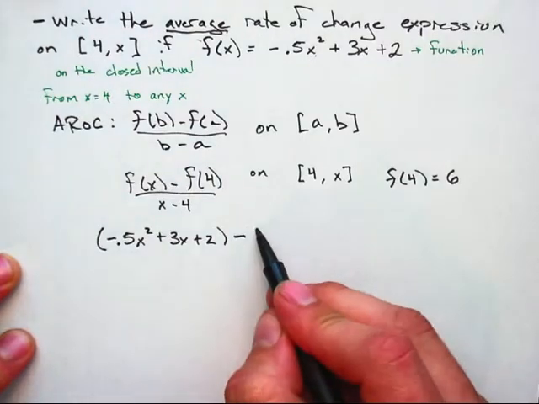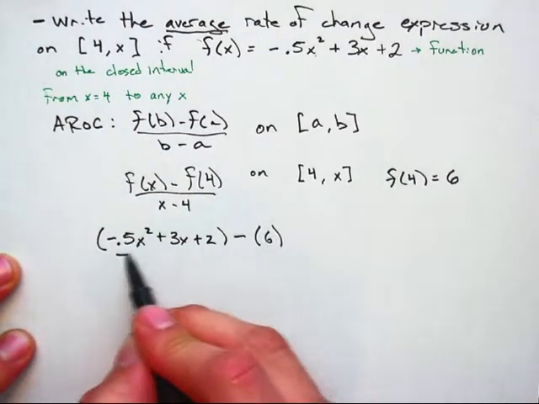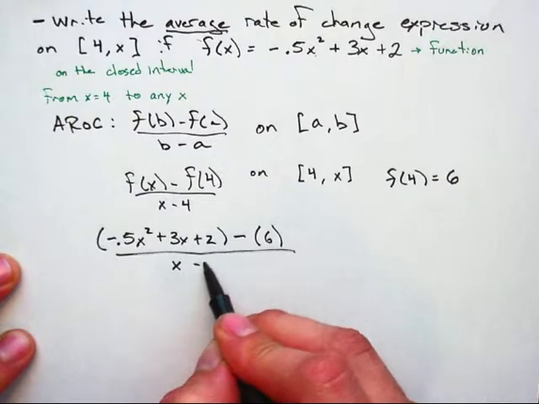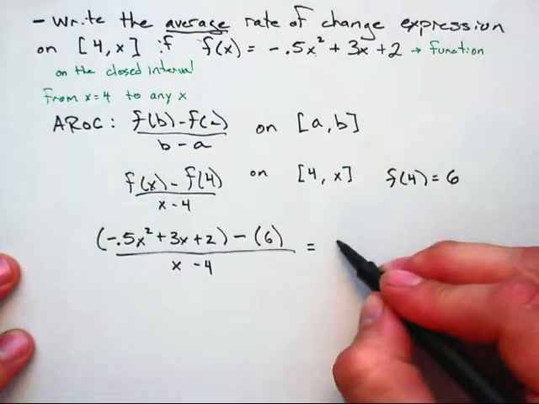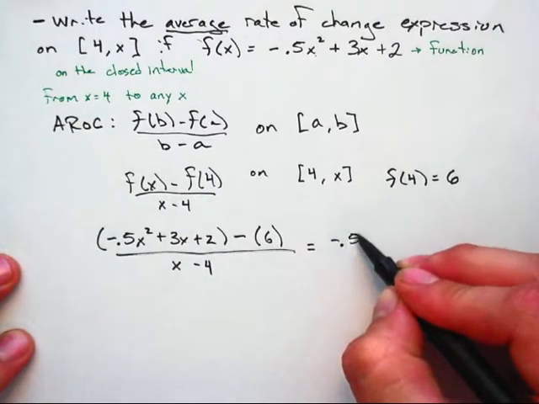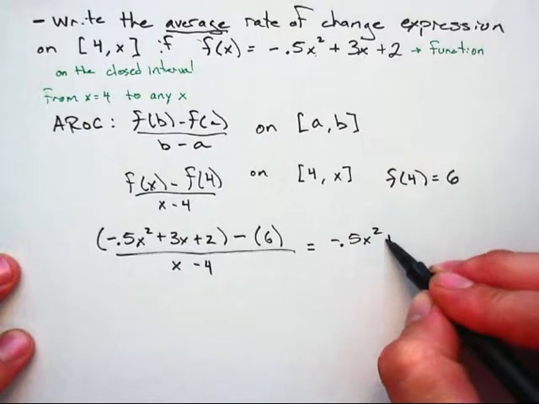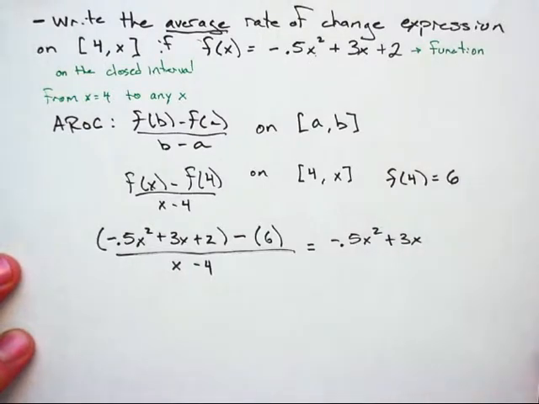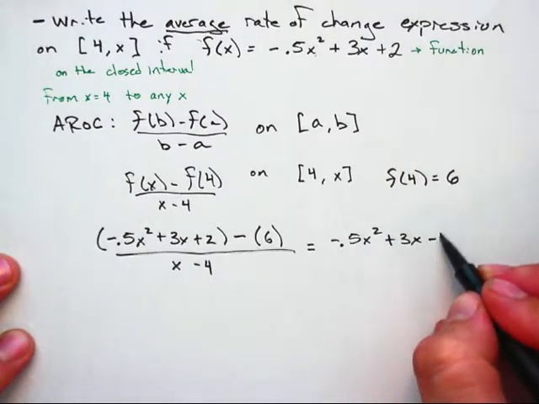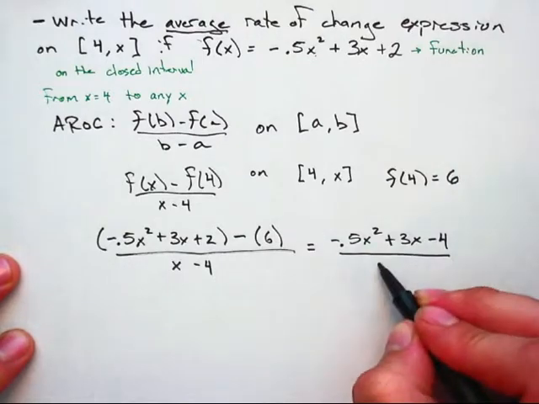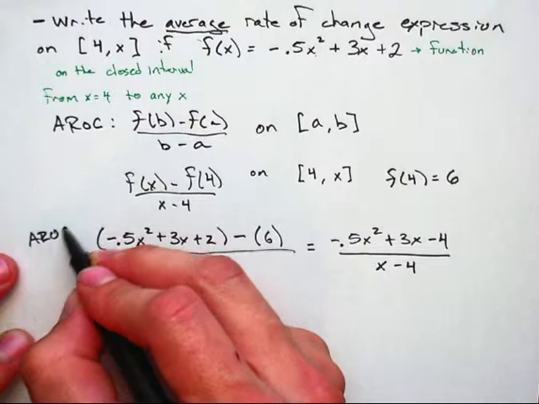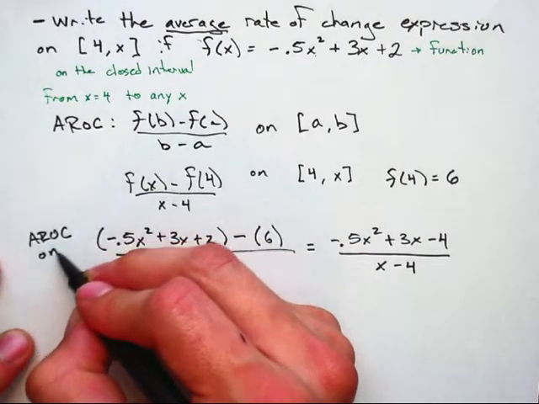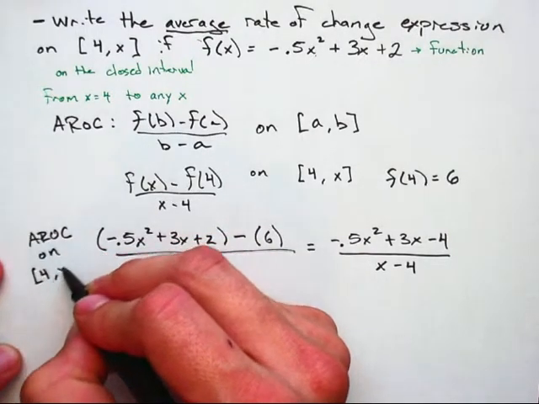And so that's what goes in this spot. And then it's all over x minus 4. And you can simplify that, which is nice. You can simplify that, plus 2 and a minus 6. So our expression for the average rate of change on this interval is negative 0.5x squared plus 3x minus 4 all over x minus 4. So that is our average rate of change on the interval 4 to x.